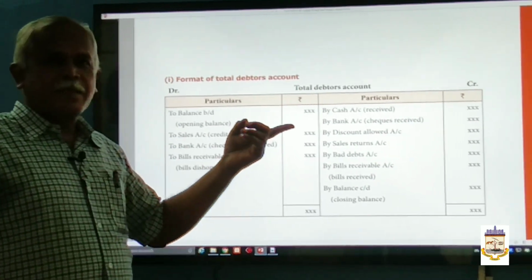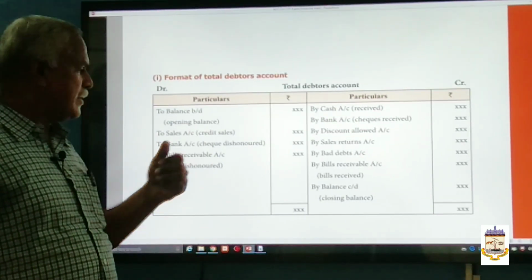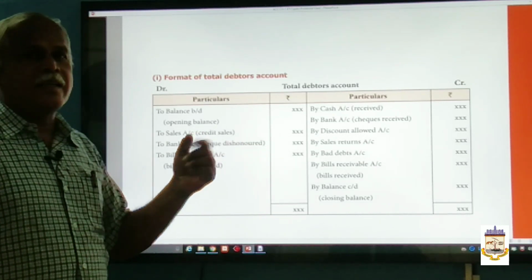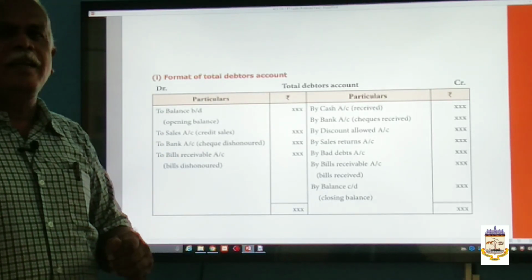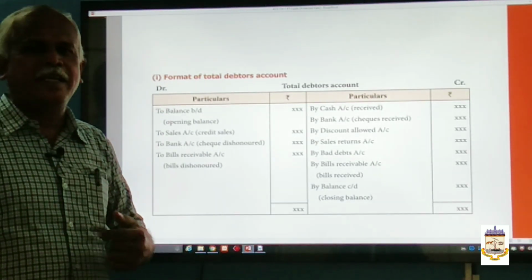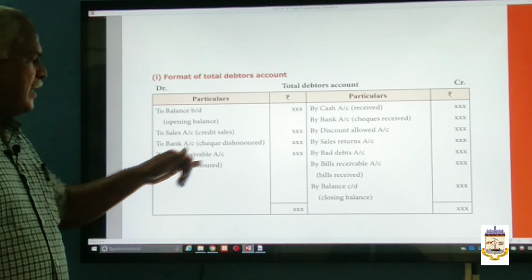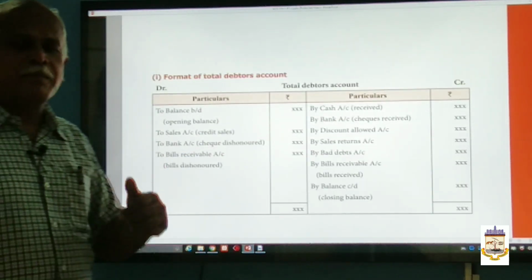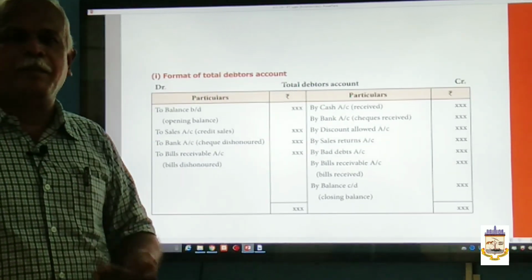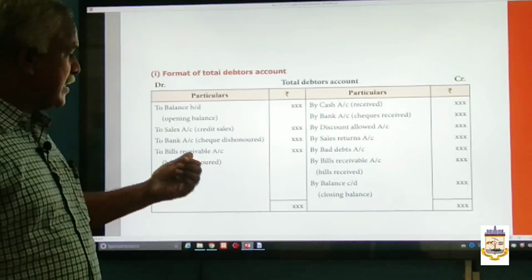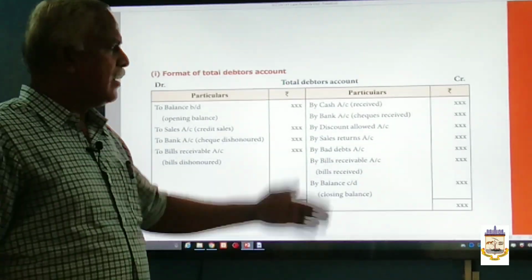Sales account, that is credit sales made during the year, those sales made without receiving any money. Bank account, checks dishonored, those checks which are sent to deposit into the bank, and if the customer does not have sufficient balance, such type of checks, that is bank account checks dishonored. Bill receivables dishonored. Sometimes on a due date, if a customer who accepted the bill failed to pay the money or is unable to pay, such bills are said to be dishonored bills. They are reflected here.